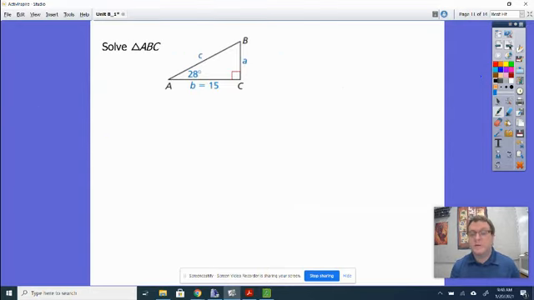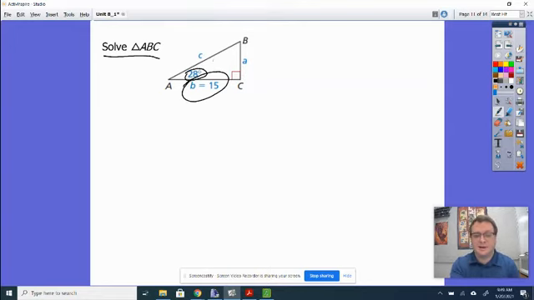Okay, looking at this next one. This one says solve the triangle ABC. That's what the math lingo up here says. What that means is I need all the parts. I need all 3 angles, and I need all 3 sides. Now I know what you're thinking. I only have 2 parts. You actually have more than that.